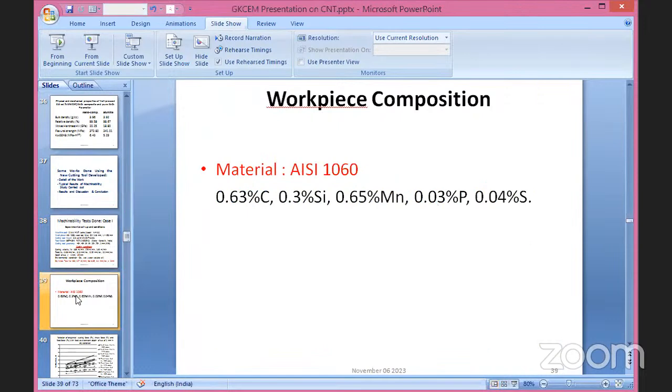And we have used this AISI 1060, and it is having a typical composition, that is, it is having 0.63% carbon. So it is a high carbon steel workpiece material, that is AISI 1060.